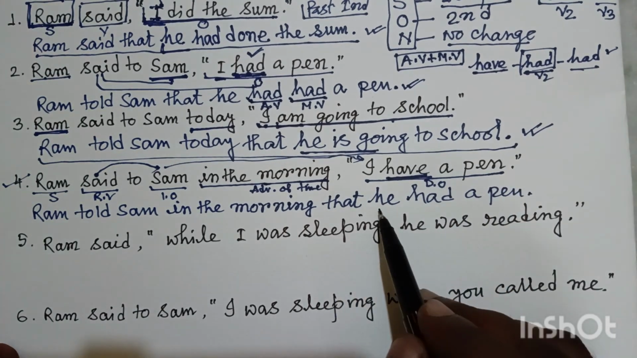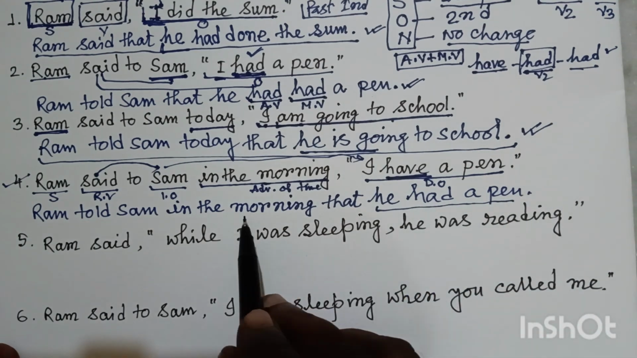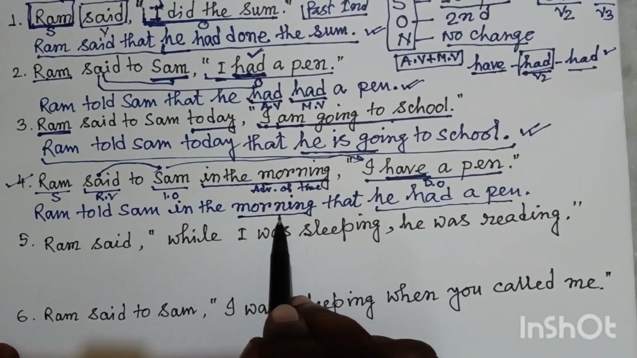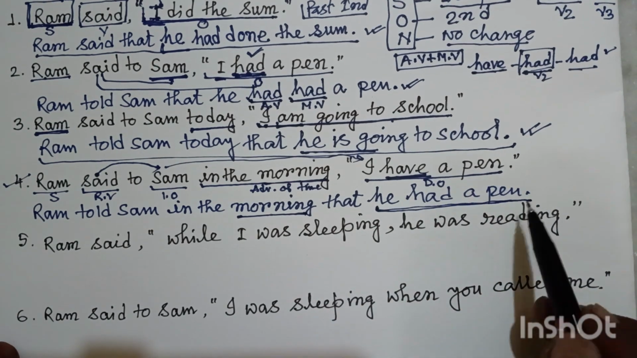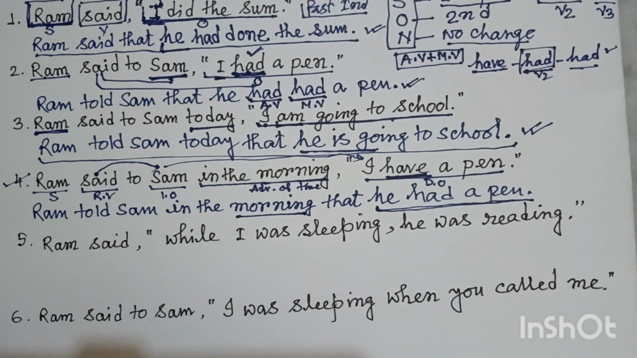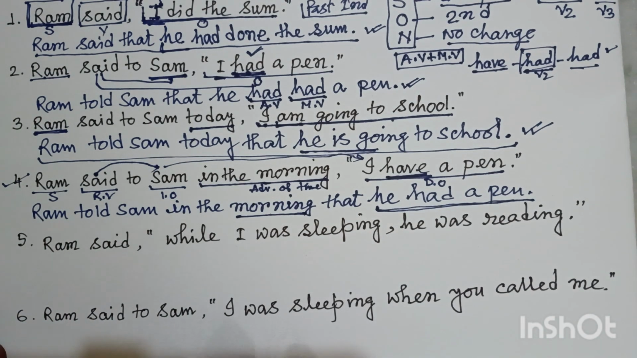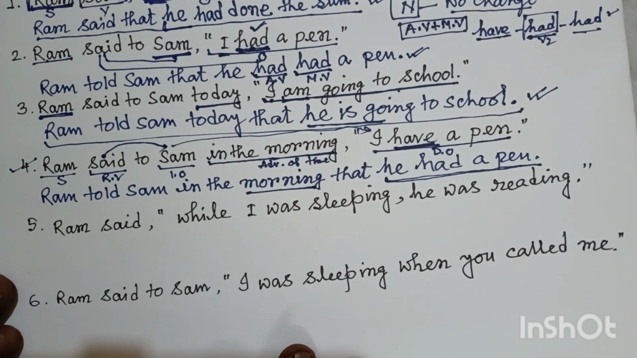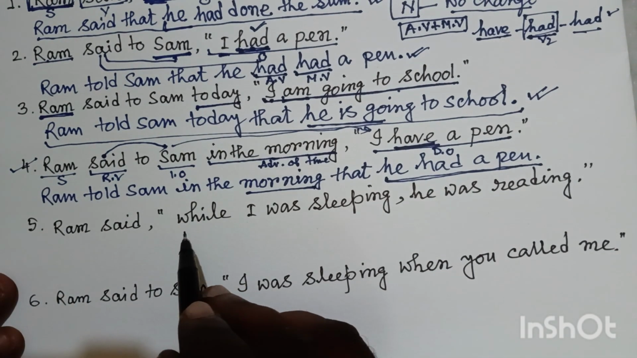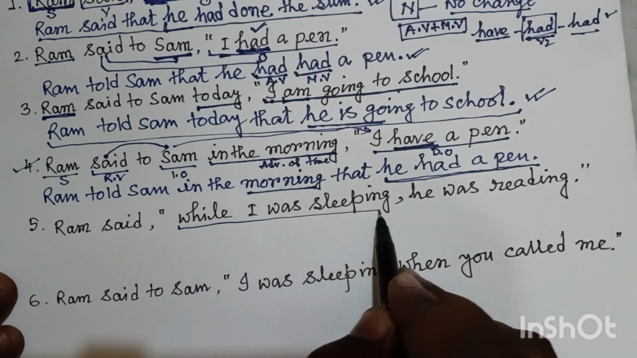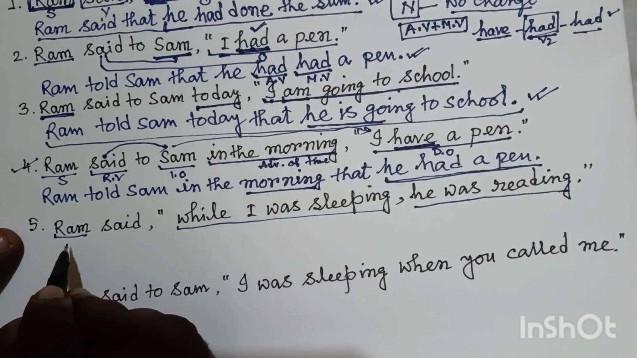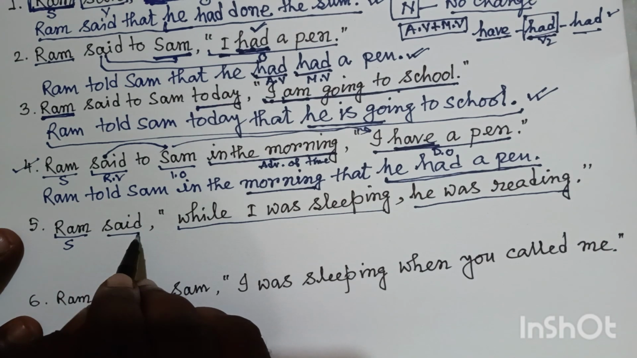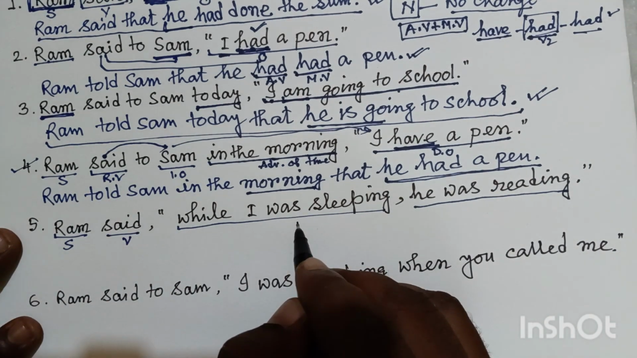My dear friends, I think you can understand the situation. You can understand the time of action and the time of reporting, and the difference between them. This is very important for changing direct to indirect. Now the next one is also very important. Ram said, while I was sleeping, he was reading. So Ram is the subject, said is the verb, and the entire part is the object.